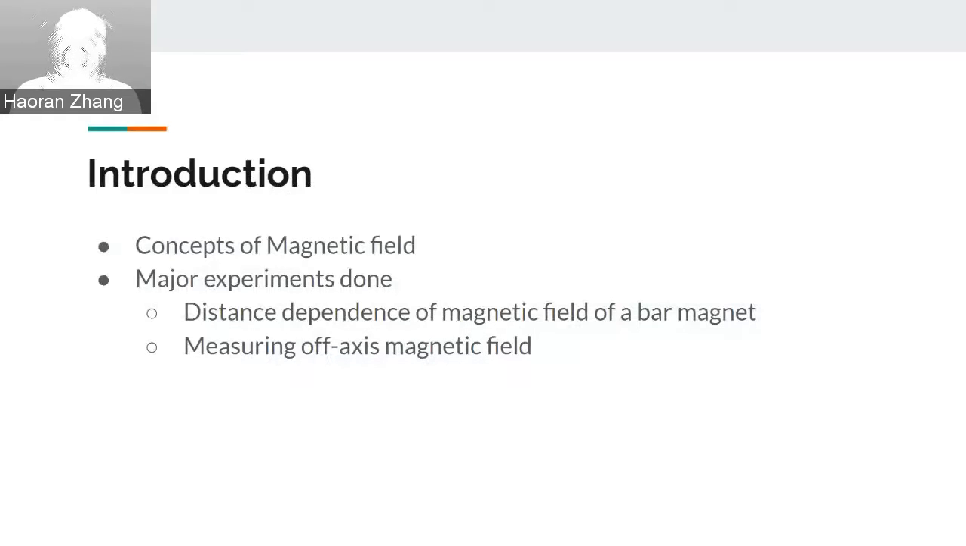In this lab, we focus on the concepts of magnetic field, and we completed two major experiments. In the first experiment, we determined the distance dependence relationship with the magnetic field of a bar magnet. In the second experiment, we compute the magnetic field at an off-axis location using both the program and the real-time measurements.